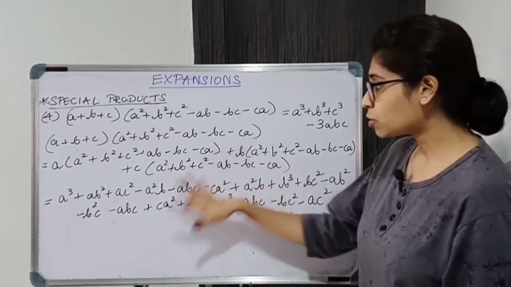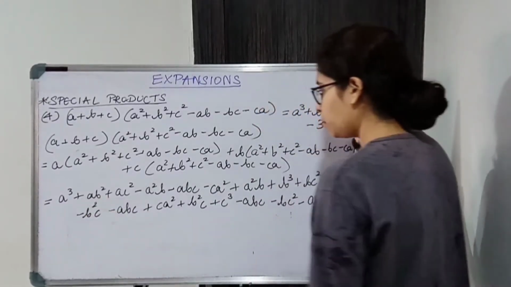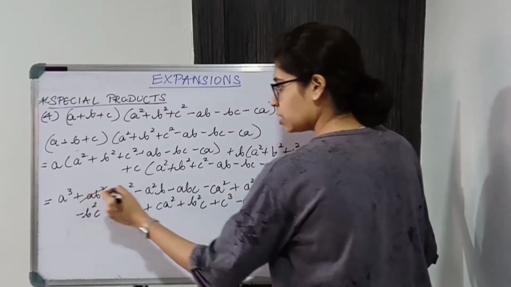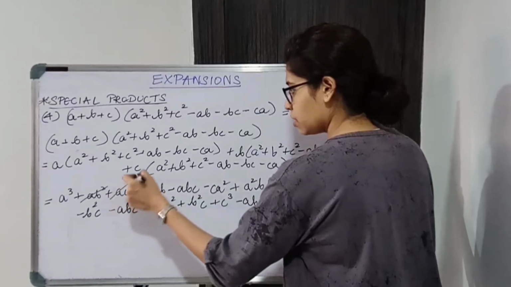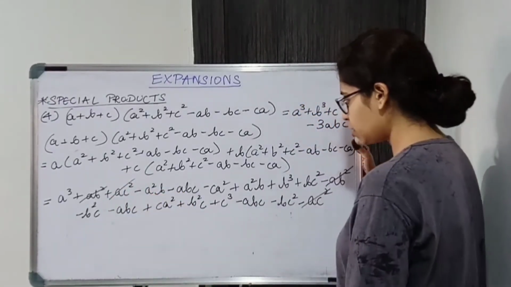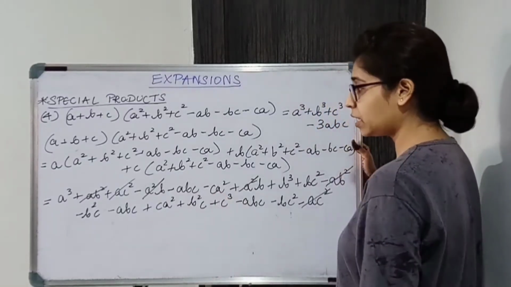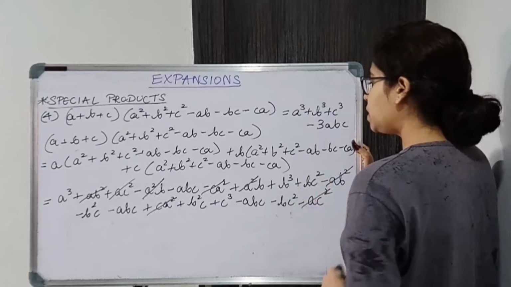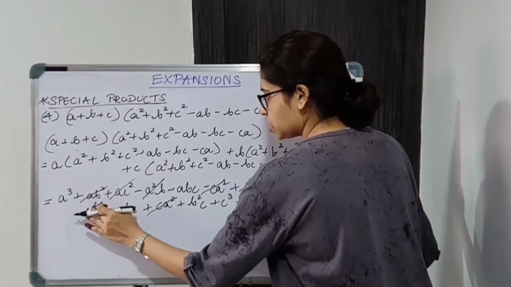Now lots of terms are getting cancelled over here. There is ab square positive over here, ab square negative, ac square positive, ac square negative, a square b negative, a square b positive, ca square negative, ca square positive. Then there is bc square positive, bc square, this is b square c.